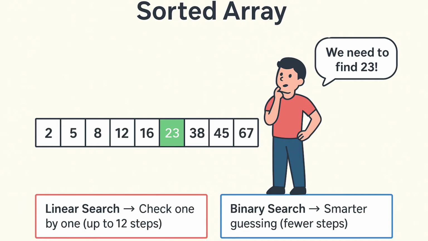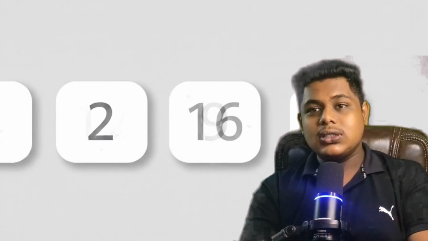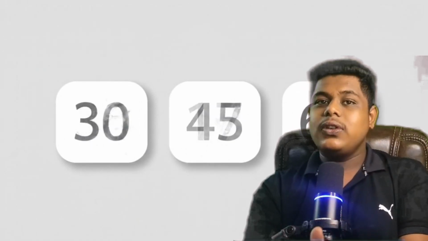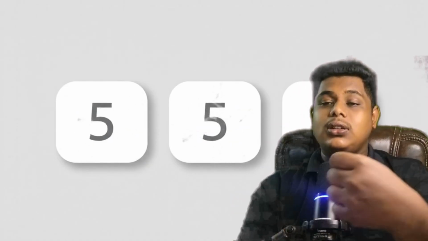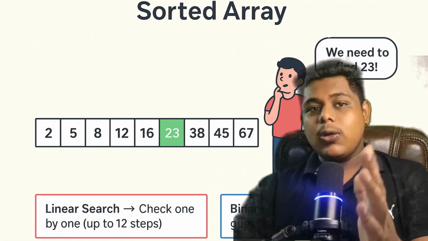Let's start with the real problem. Here is a sorted array of numbers and we want to find number 23. Okay, with a normal search, we will check each element one by one. That could take a total of 12 steps, and that is the worst case. In linear search, we have to check each element one by one, and that concludes in 12 operations.